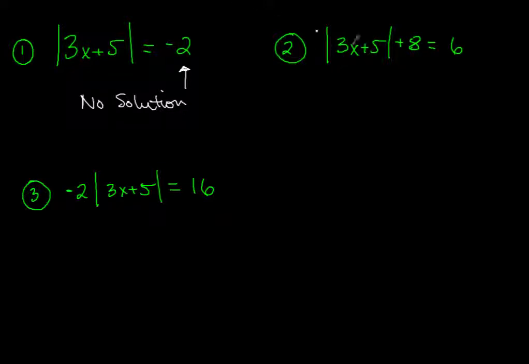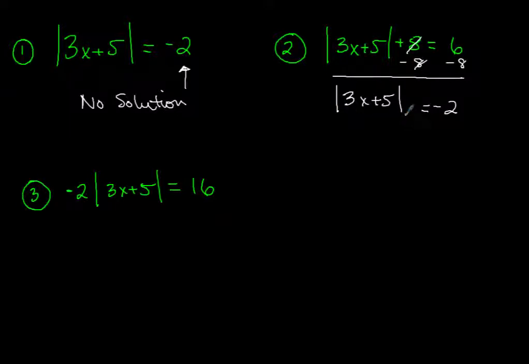Now number 2 looks like it could be okay, but remember, we've got to isolate the absolute value part. So in order to isolate that, I've got to take the 8 and move it to the other side. I'm going to use the subtraction property of equality, -8 on both sides, and when I do that, these two terms cancel out, so you're going to have 6 minus 8 is -2 on the right, and on the left side I'm going to have the absolute value of 3x plus 5.